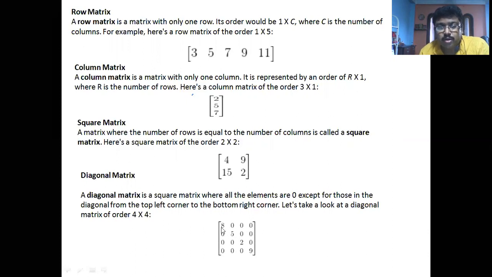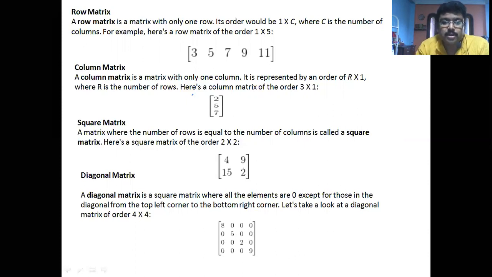This is the top left corner to the bottom right corner. This is the bottom right corner and the top left corner. All the elements here are 0. And this is the bottom right corner, and all the elements here are 0.